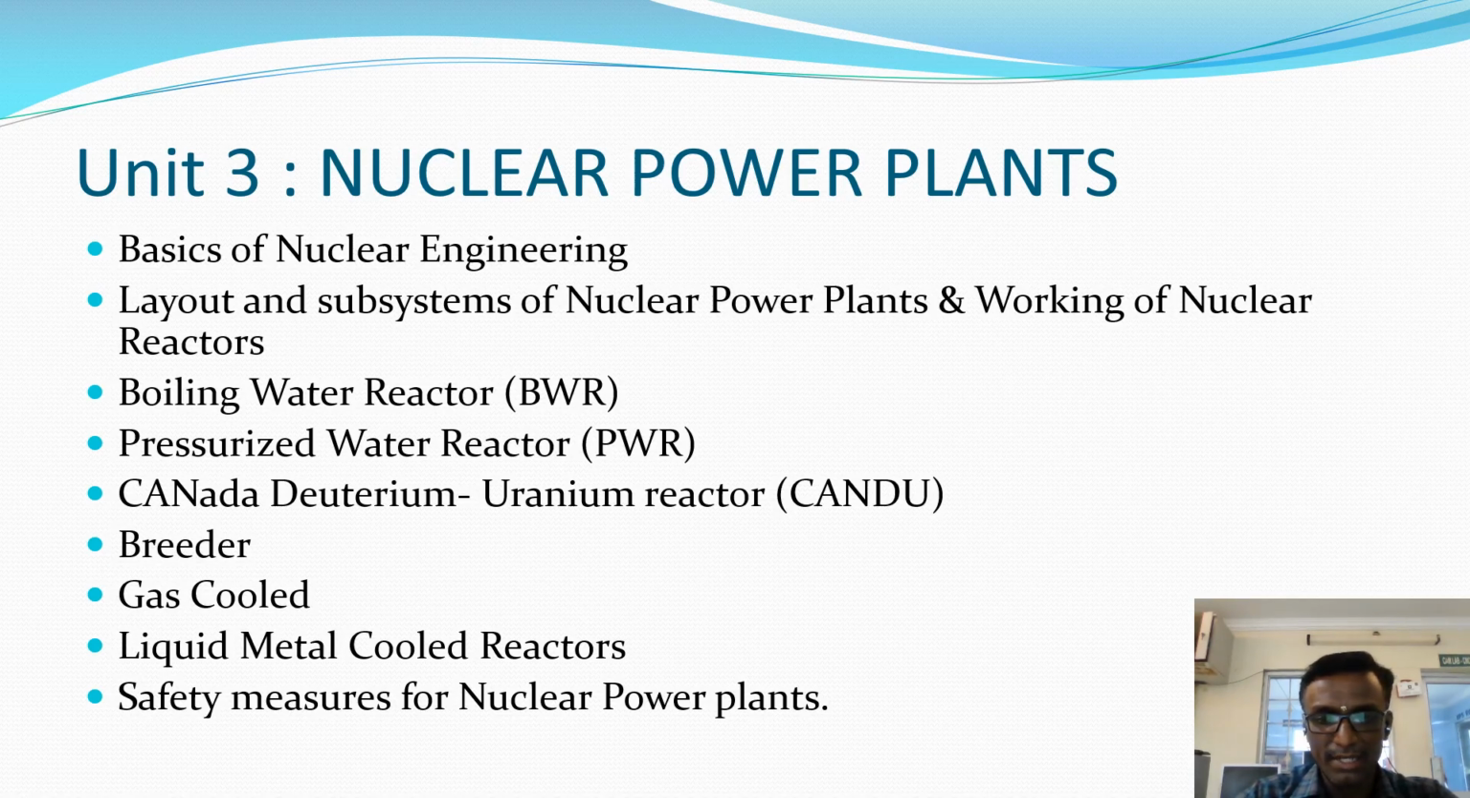So these three reactors are the basic kinds of reactors, and in that, specifically, the Candu reactor is commonly used in Canada for specific purposes. Followed by that, we have the very latest reactor, the breeder type of reactor, the fast breeder reactor, which converts fissile material into material which can be used in the reactors, followed by the gas cooled reactors, and along with that we will be seeing the liquid metal cooled reactor, and finally we will be dealing with the safety measures or the safety protocols that have to be followed for the nuclear power plant.